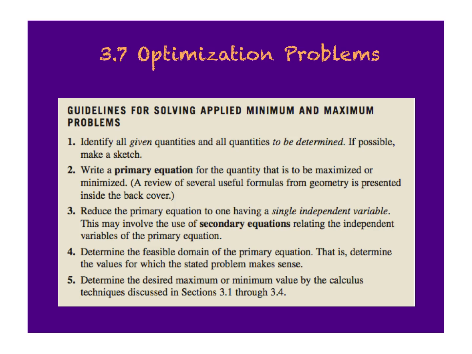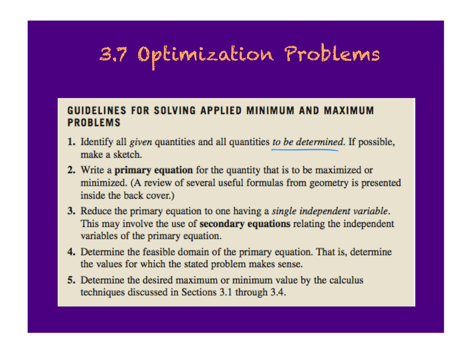3.7a, optimization. Here we go. Guidelines for solving applied minimum and maximum problems. Identify all given quantities and all quantities to be determined if possible. Make a sketch. All right, so we're going to read it. We're going to figure out what it says.